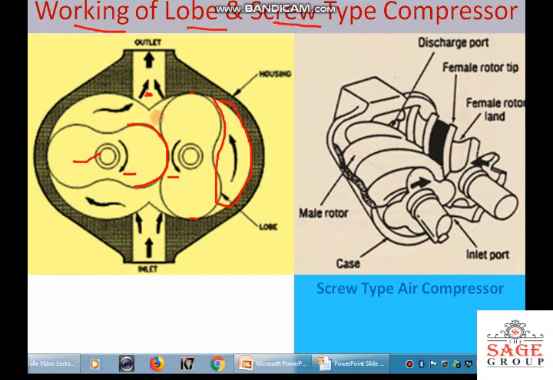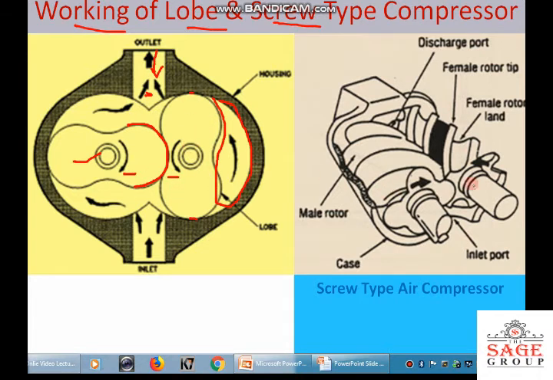So when this volume of air reaches this section, the compressed air from the receiver comes back here and mixes with the air, and until the pressure is equalized, the air will not move to the receiver. So in this way, by the backflow of the air as well as the irreversible mixing, the compression of the air will take place.